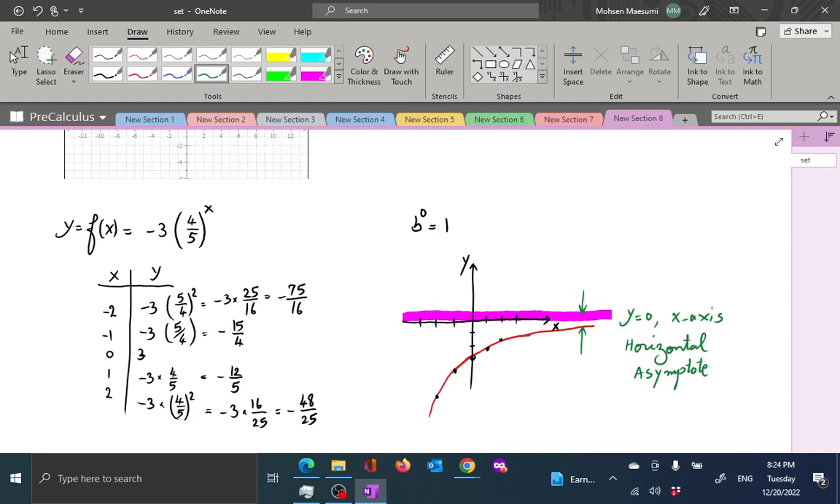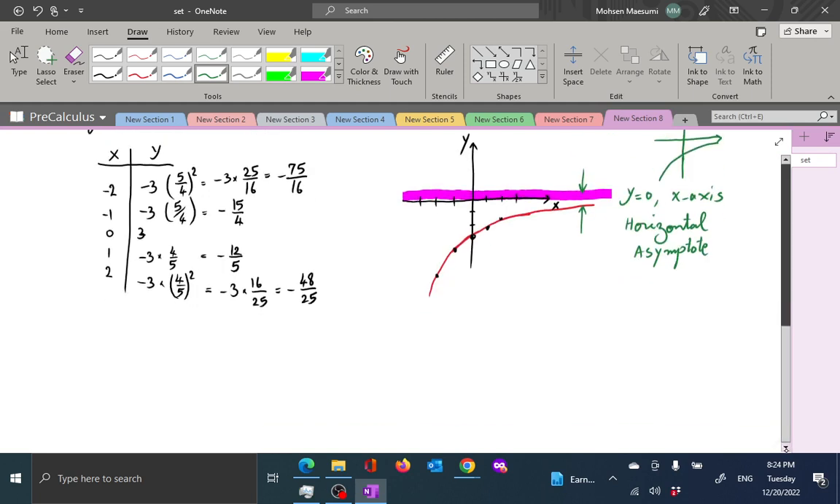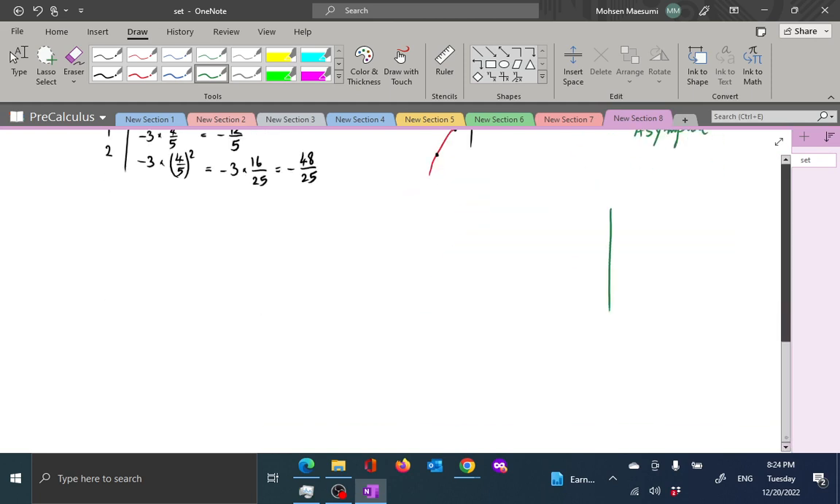Same thing happens anytime you have a times b to the power of x. If I have a function y as a times b to the power of x, if a happens to be negative and b happens to be less than 1, I'll get a graph that qualitatively speaking looks like this. What if a was positive? Let's go down here and try that again.